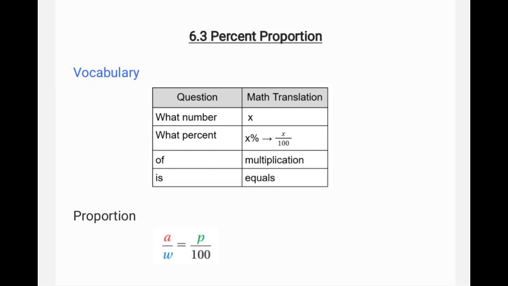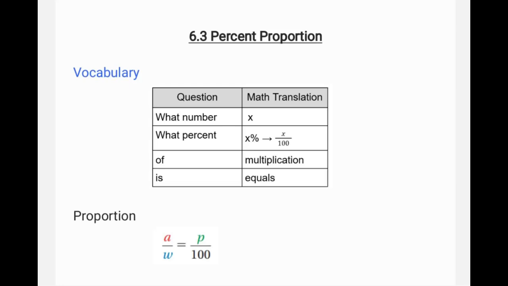This lesson's on 6.3, percent proportion. There's some vocabulary and proportion that we want to bring back. For the vocabulary, if the question is asking what number for the math translation, go ahead and put an X. If the question is asking what percent, we're going to go ahead and put X percent, which then also can be converted into X over 100, as what we have talked about in the previous lesson.